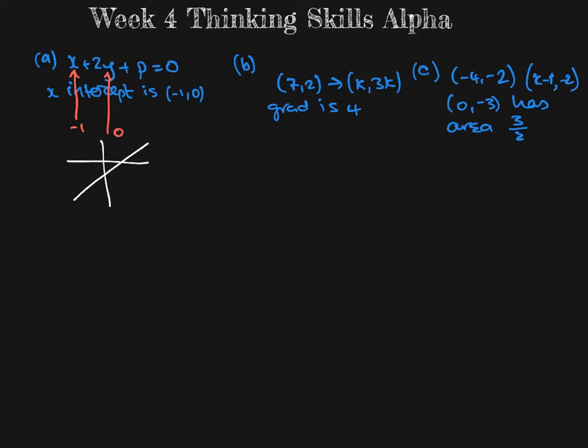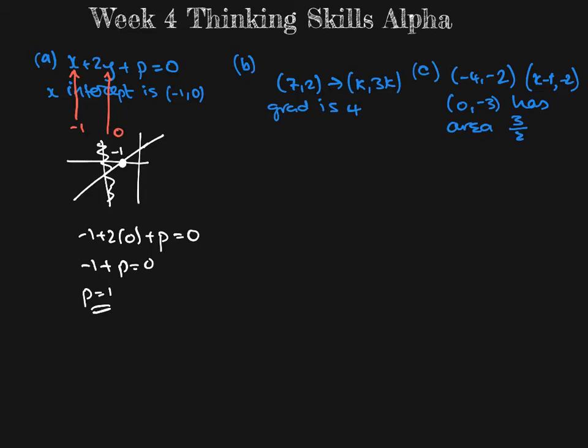Oh, I've drawn it wrong. Like this. So the line is going through the point -1, 0, and that means that the line itself satisfies -1 plus 2 lots of 0 plus whatever p is, because it's always the same p, is 0. So -1 plus p is 0, so p must equal 1.